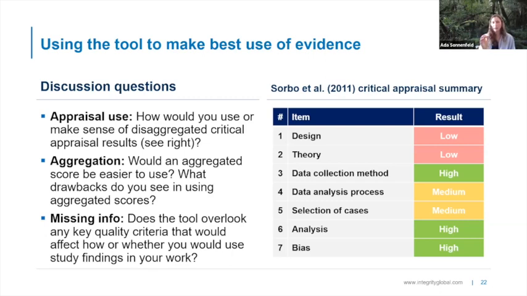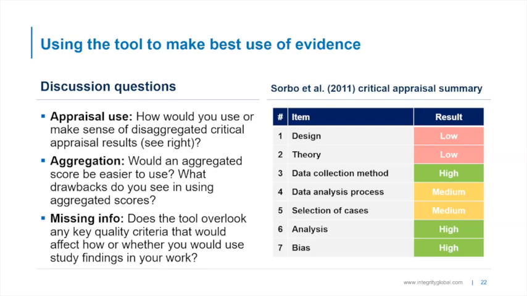And I'm hoping that, if they've looked at this and said, okay, design and theory are low, but the data collection was pretty good, the analysis process was decent, and the data collection method was really good, the data analysis and selection of cases, descriptions were medium, and the final analysis of the evidence was high, and there's a low risk of bias. Broadly, that means they can probably be confident in the study's findings, but the study's probably not going to contribute much to what that means in other cases.